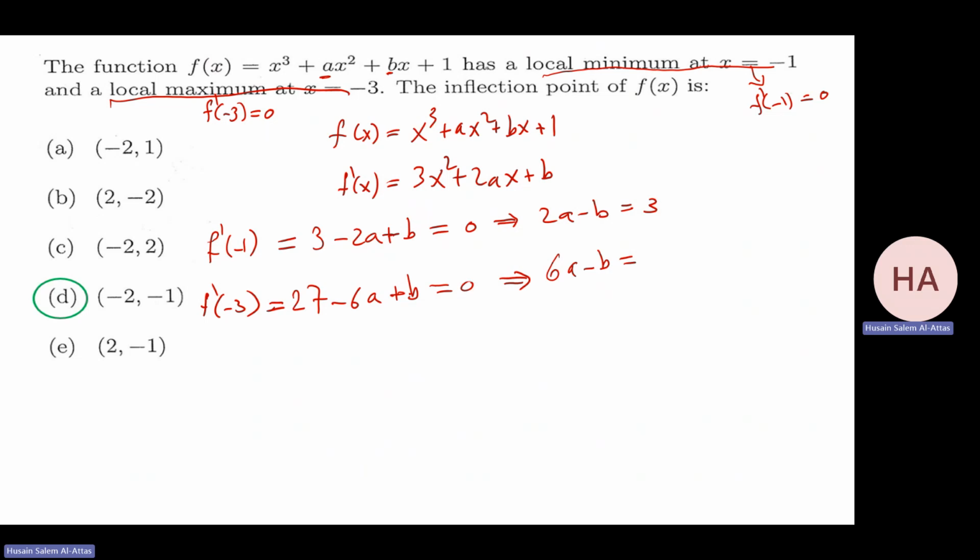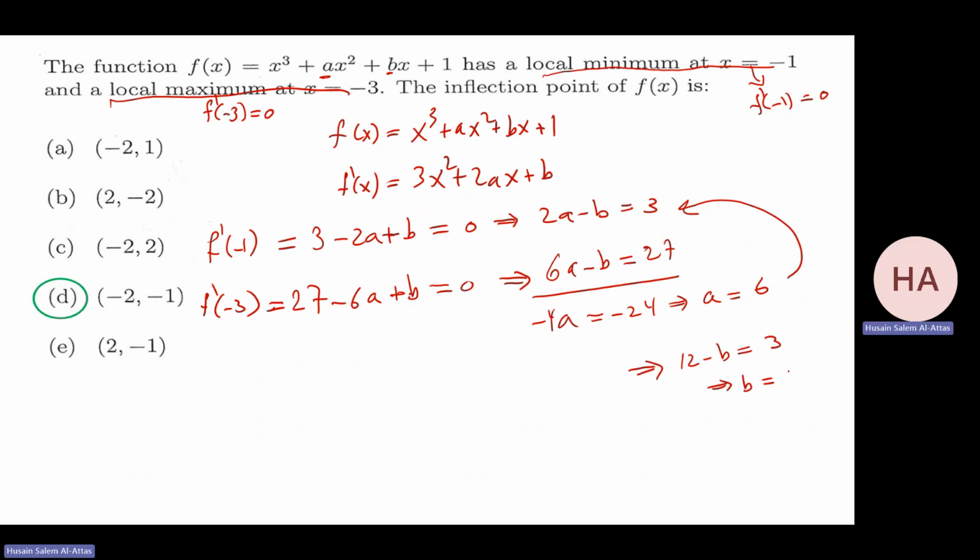I have 3 minus 2a, be sure, at minus 1, 3 minus 2a plus b, so I have 2a minus b equal to 3, good. I have here 27 minus 6a, x equal minus 3 plus b, so I have 6a minus b equals 27. Subtract them, I have minus 4a, b cancelled, equal minus 24. So a equals 6. If a equals 6, plug it here. So I have 12 minus b equal to 3. So b equals what? 9. So here, a equals 6, b equals 9.